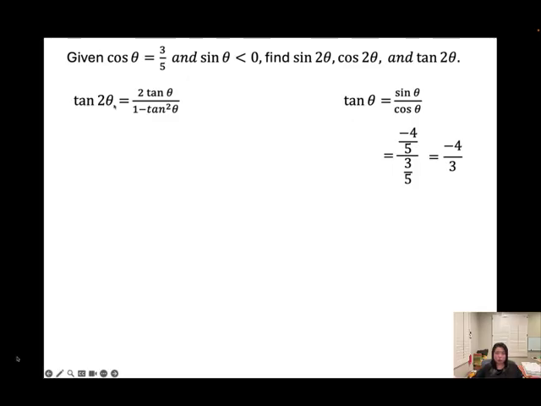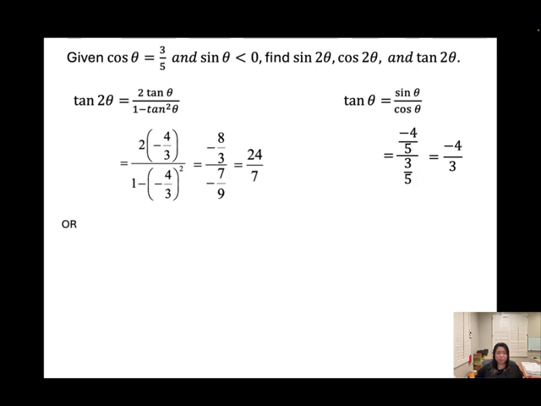Then I could plug into this formula. Simplify it, you should get 24/7. Or that's another method. Tangent 2 theta will be equal to sine 2 theta over cosine 2 theta. And then we already found what sine 2 theta and cosine 2 theta are. We could plug it in. Simplify it, you're gonna get 24/7. That's the same idea.